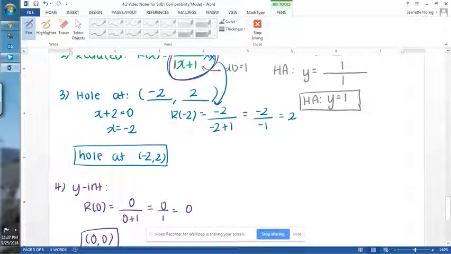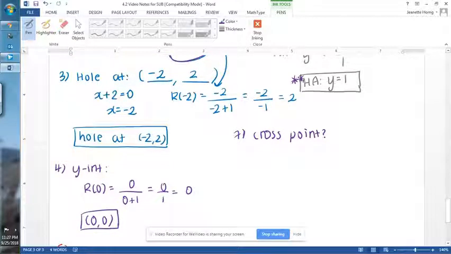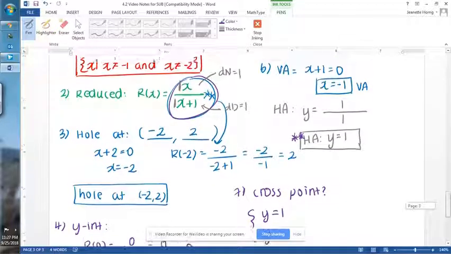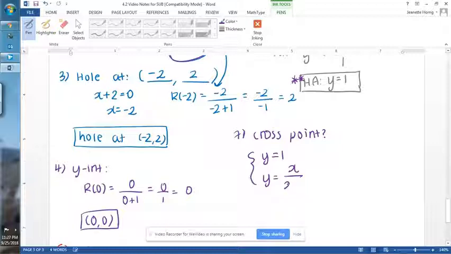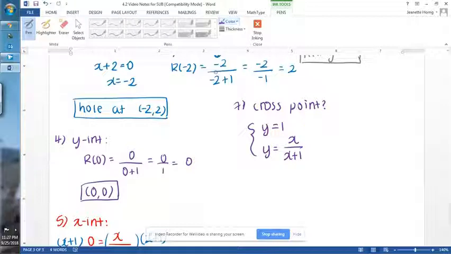Very last step is to figure out if I have any cross points. So I am going to set up my system here to figure out, will this graph ever cross my horizontal asymptote? So I'm going to use my answer from my last one to figure out, will I ever have them cross each other? My reduced version of my function is x over x plus 1. I'm trying to see if these will ever intersect. Both of them are equal to y, according to the rules of substitution. That means I can set them equal to each other. So x over x plus 1 equals 1. Let's go ahead and solve this and see if something comes out.